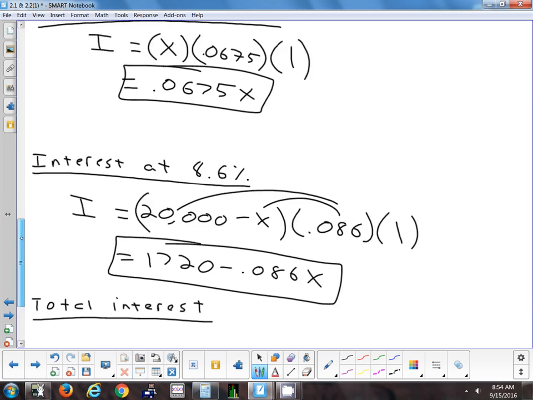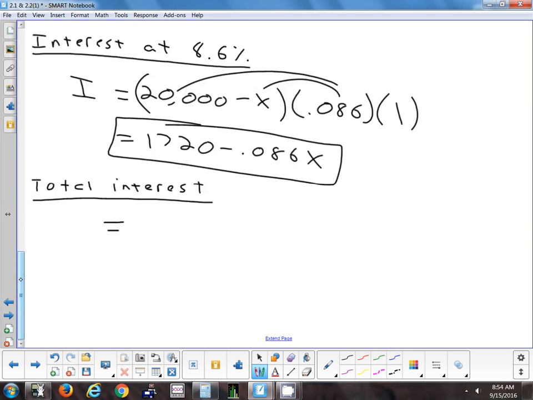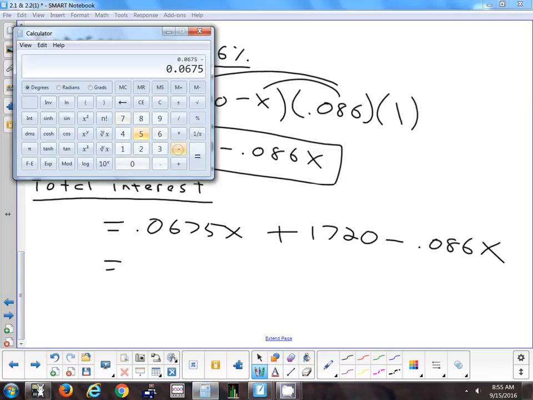Now, what would I do with each individual interest to get the total? Yeah, add them together. So the total interest is 0.0675x plus 1720 minus 0.086x. Anything I can do there to simplify that expression a little bit? Yeah, 0.0675 minus 0.086. So I can combine like terms.